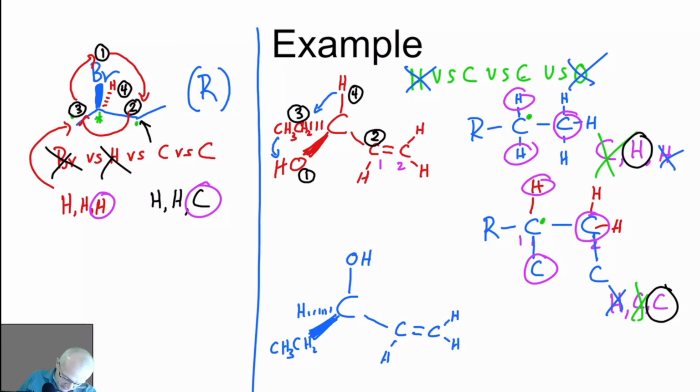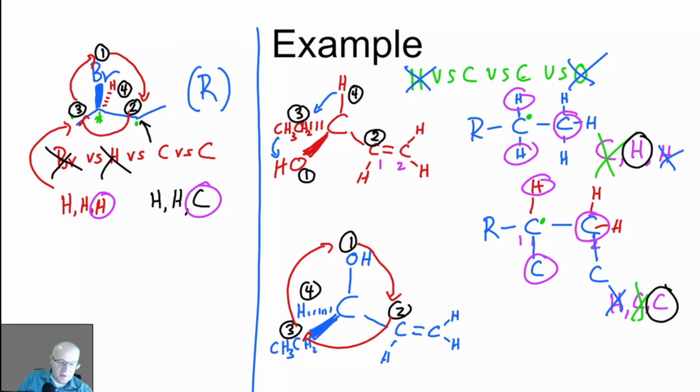Put in your priority numbers, 1, 4, 2, and 3. Now we can do the whole 1 to 2, 2 to 3, and then 3 back to 1. Now we can do it and get to the right answer. 1, 2, 3, back to 1. So this is R. That's the R configuration of this molecule. Let me put it up here where you can see it. There we go. That's the R configuration.